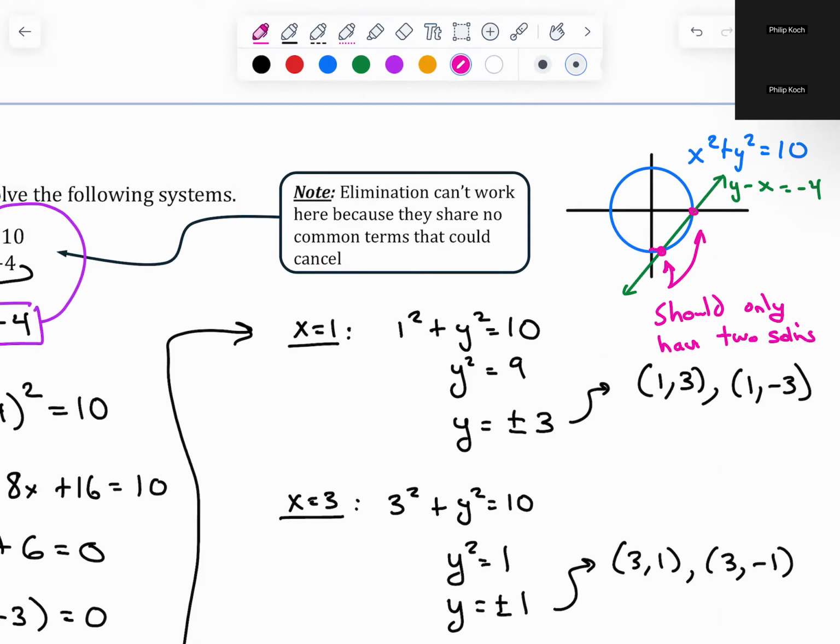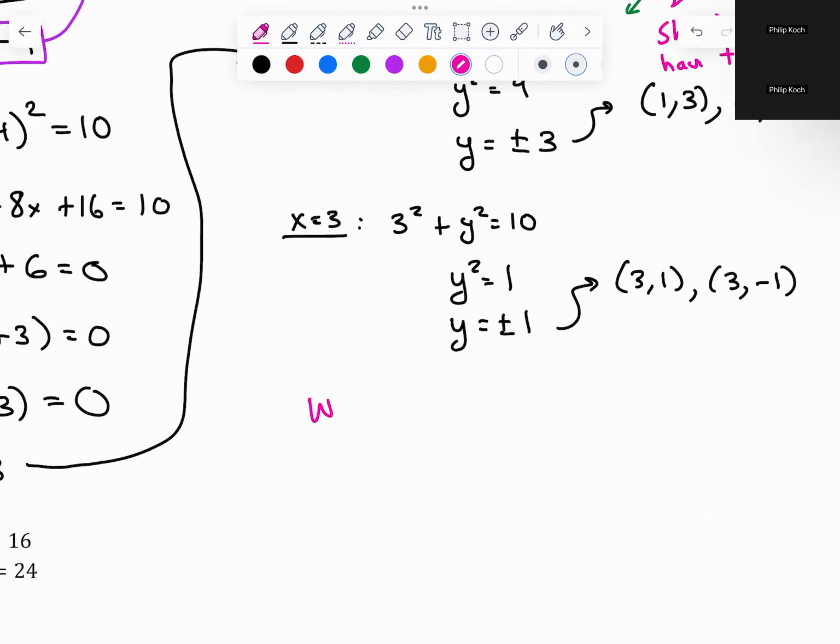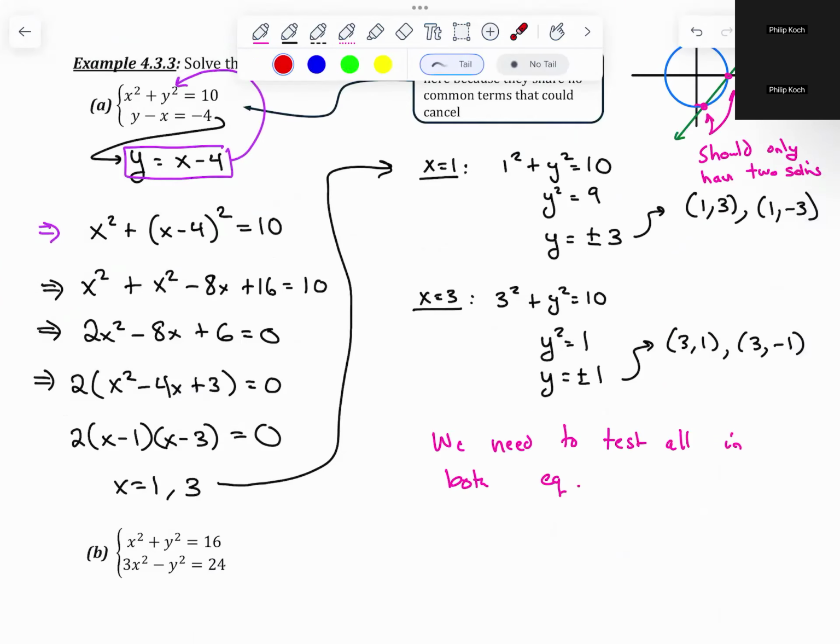Now, looking at the graph, we can tell that the x values need to be positive, and the y values, it's hard to tell actually what they will be unless we graph the perfect one. So we need to test them all in both equations. We already plugged them into the first equation to find them. That's what we did here. We plugged the x value into the top equation. So let's plug them into the bottom equation to figure out which one works.